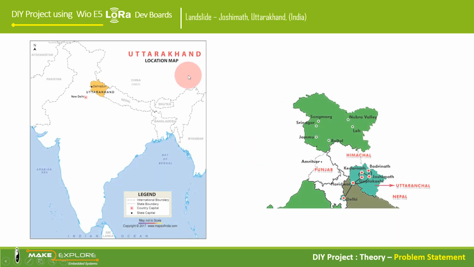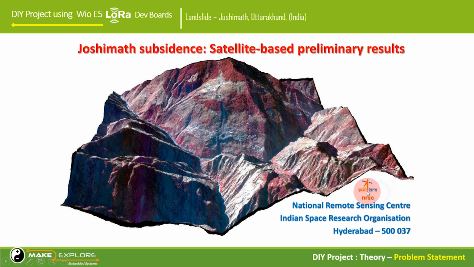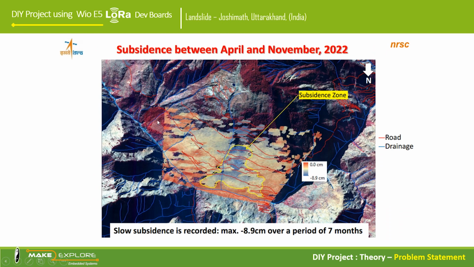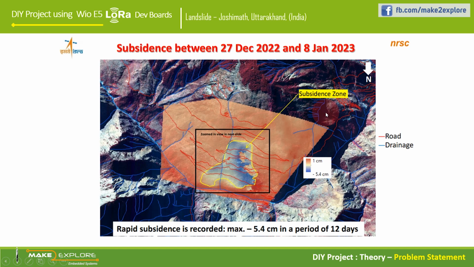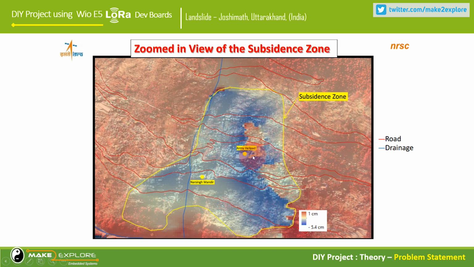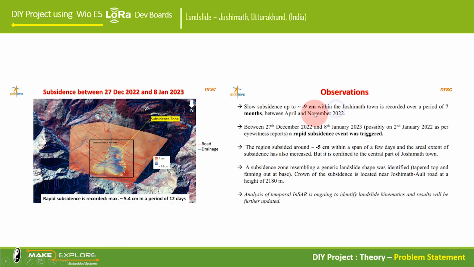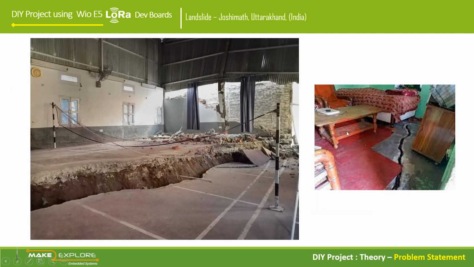Recently, in the year 2022, in a place named Joshimath in the Uttarakhand state of India, landslide events have been happening. ISRO, the Space Research Agency of India, used remote sensing techniques and released some satellite images about the subsidence happening in the following 6 months. So you can see the subsidence zone and its value, around -5 centimeters approximately. These are remote sensing findings, but actual ground reports are far more hazardous. You can see these pictures.